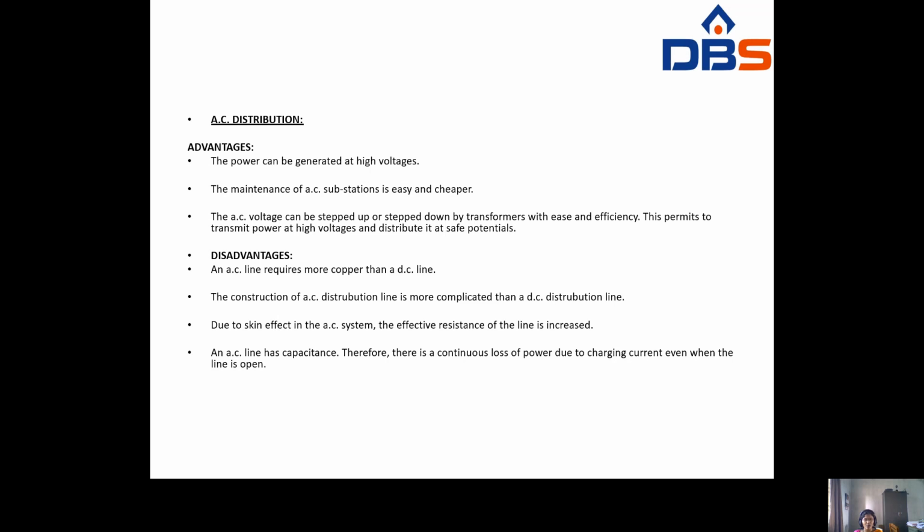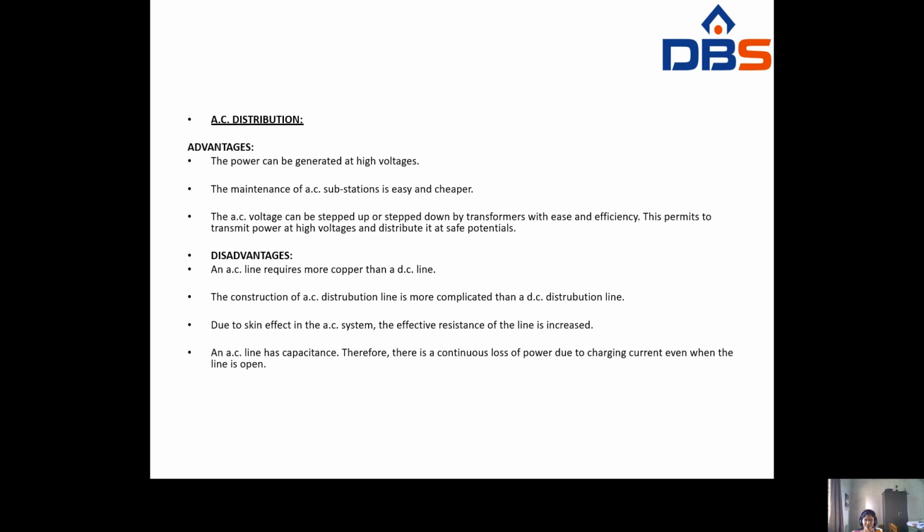Similarly here, due to skin effect in the AC system, the effective resistance of the line is increased. There will be a corona effect and skin effect in AC systems, so that's why the effective resistance of the line will increase. An AC line has capacitance. AC lines compulsorily have inductance and capacitance.